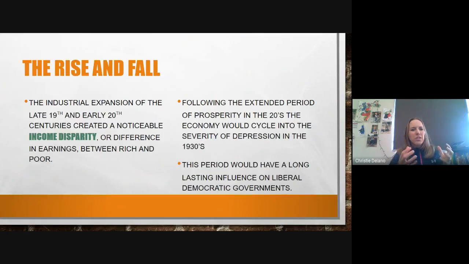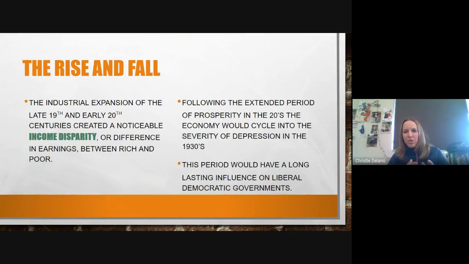So the industrial expansion of the late 19th and early 20th centuries, you're looking at that industrial revolution that takes place in Britain, but also in other countries around the world, including the United States. You see tremendous income disparity, right? That difference between the rich and the poor and how much money they are making. The exploitation of the working class really is hallmarked in that industrial revolution that you've already talked about.